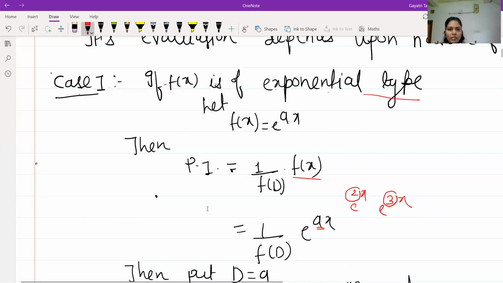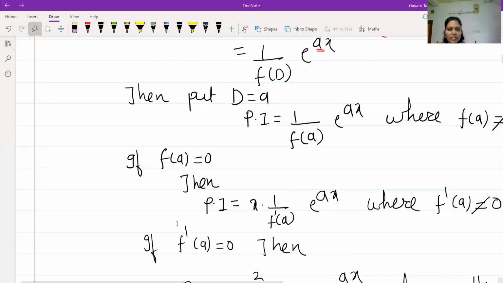Then what does our method say? Our method says that we have to just put D equals to a. What is the formula for the PI? PI equals 1 upon f of a into e raised to ax.